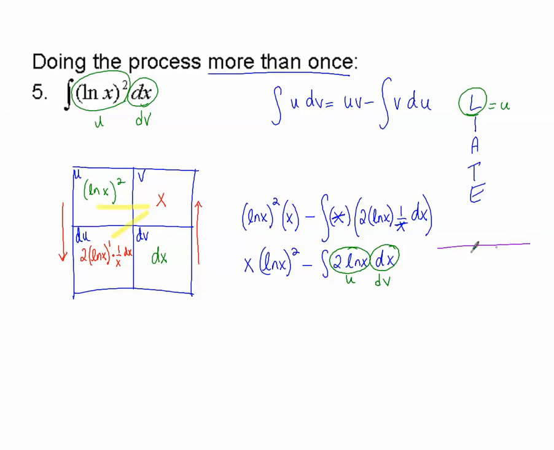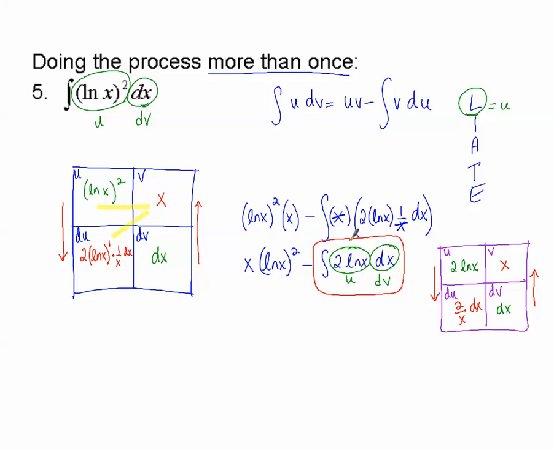Now be careful, because we're calling things u and v again, but they're different things. U, v, du, dv. U is our 2 natural log of x. dv is dx. Do the derivative, 2 times 1 over x, or 2 over x dx. Do the antiderivative, x. Now, for this part only, we're doing the integration by parts rule again. So for that part only, we've got our 7. Boom, boom. For that part only, 2 natural log of x times x minus the integral of x times 2 over x dx.